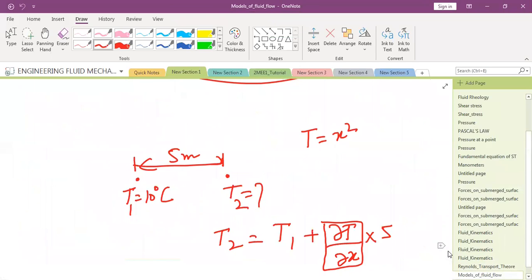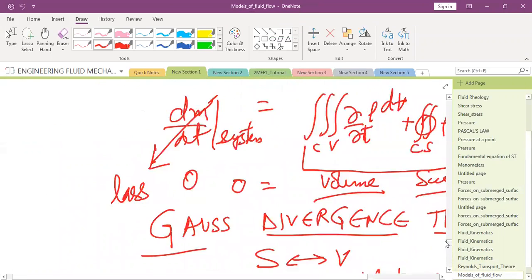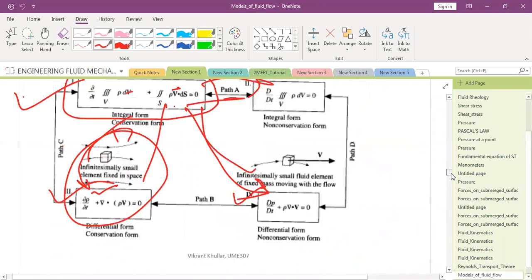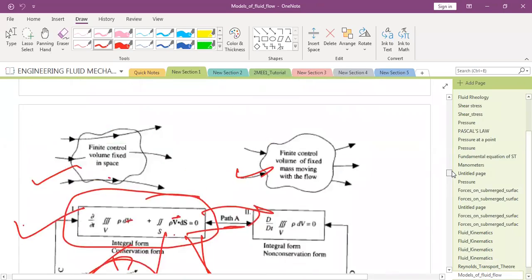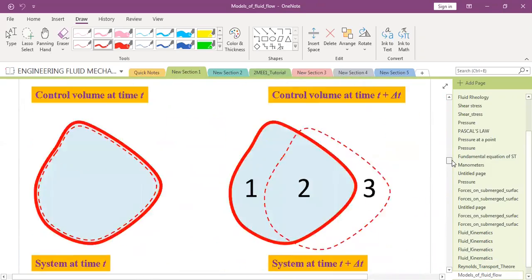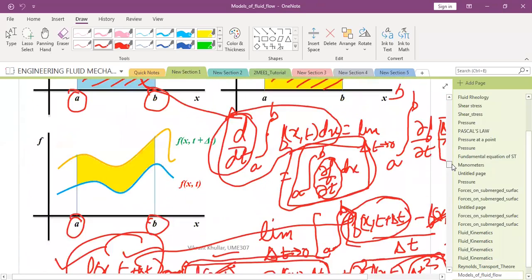Did you see the Leibniz rule? So this is the Leibniz rule, which I think I explained to you earlier also, where the total derivative comes inside and you have the partial derivative term here. So this was the case I am showing you here.